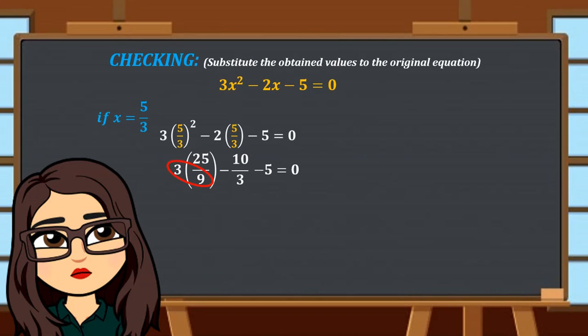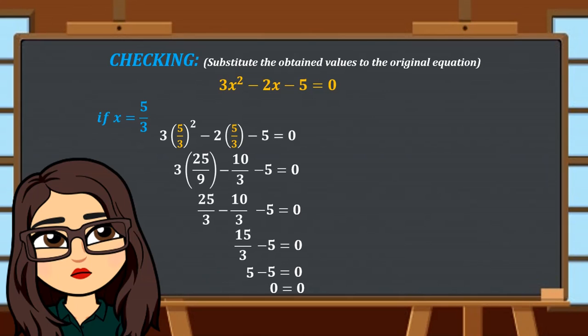Then 3 and 9 could be simplified. So they are both divisible by 3. As we simplify them, we will arrive at 25 over 3. Then copy negative 10 over 3 and negative 5 equals 0. Since the two fractions are similar, we can subtract the numerators. So 25 minus 10 is 15 over 3. Then we have negative 5 equals 0. 15 divided by 3 is 5. Then copy negative 5 equals 0. So 5 minus 5 is 0. And 0 is equal to 0.